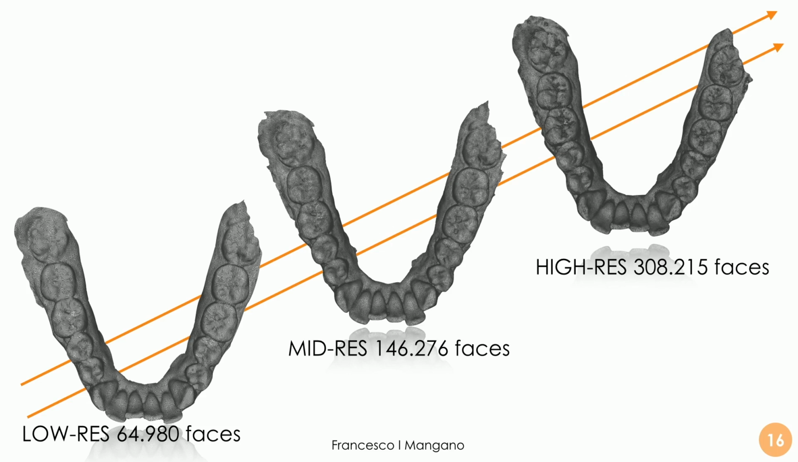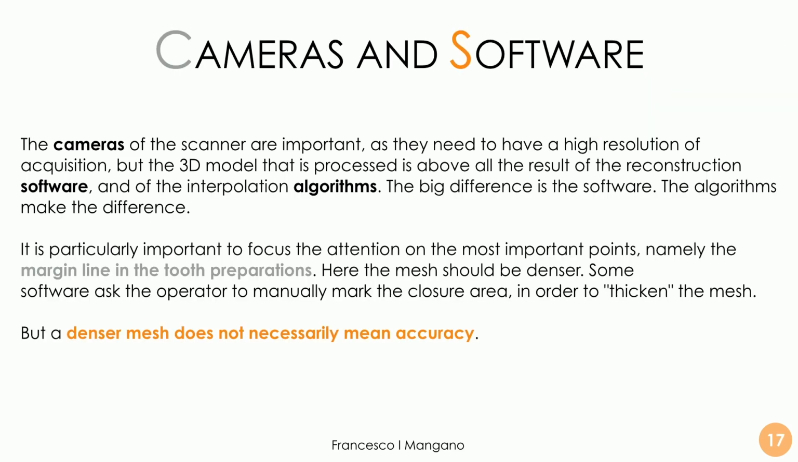So as we can see here, the same model reconstructed by the same software, the Scan Flow from Carestream Dental, we can have very different meshes. For example, with a low resolution, I can have less than 70,000 faces. With a mid resolution, a little bit less than 150,000. With a high resolution, I can have even more than 300,000 triangles. It makes all the difference for our application. So it's very important to consider and to pick the proper application and to choose the proper balance, because we need to choose for our clinical purposes.